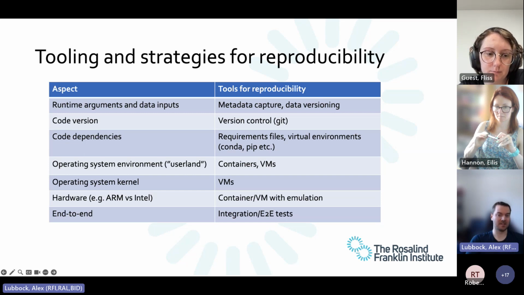So these are a selection of things that can be used, and the more of them that we can use, the better. But there are limits to what people have time to do and what people have the skill sets to do as well.